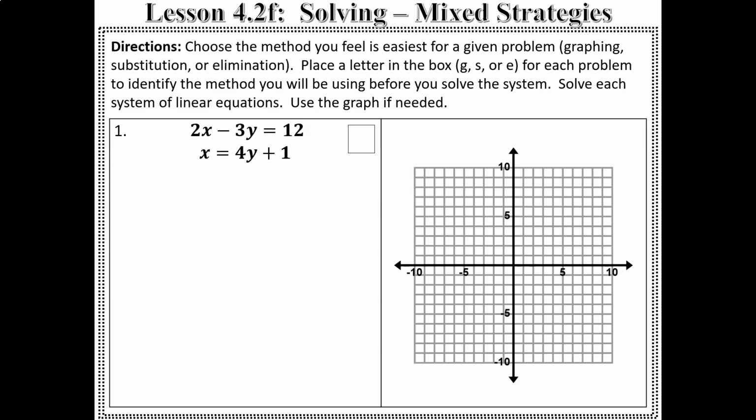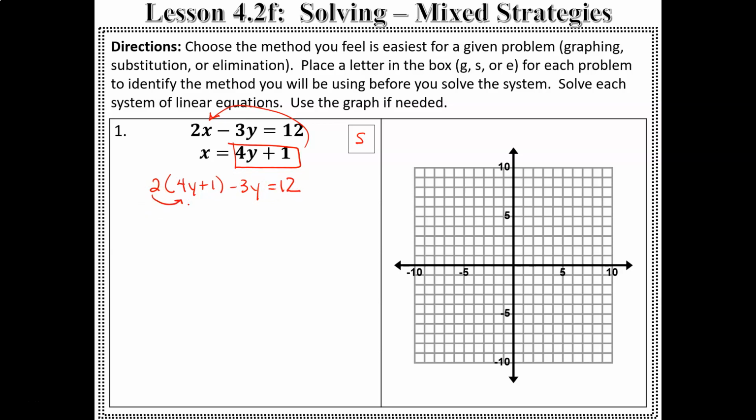So I'm looking at this one and I see I have x isolated. If I don't see y equals mx plus b, I'm not graphing. So for this, I'm going to substitute. I'm going to take what x is equal to and plug it in for x. So I have 2, and instead of the x, I'm putting in 4y plus 1, minus 3y equals 12.